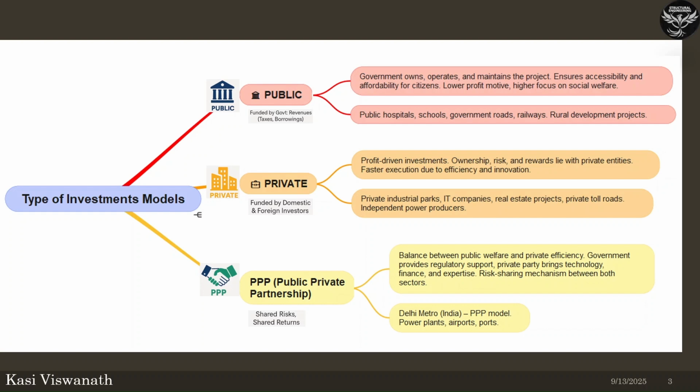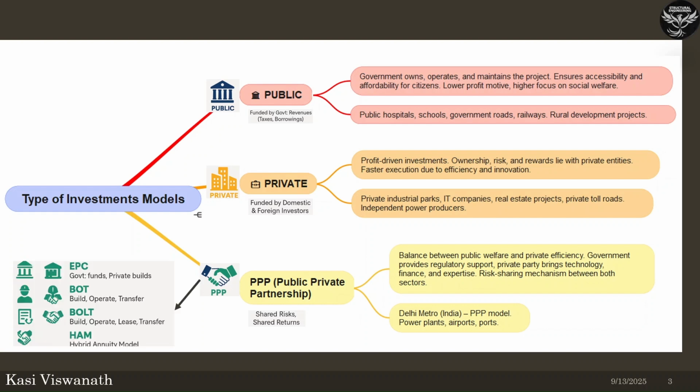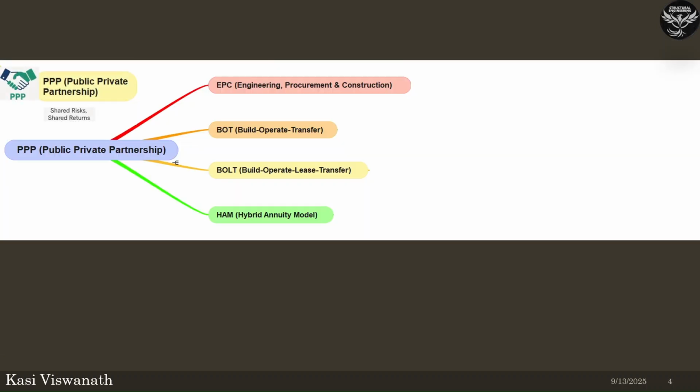Within PPPs, there are several submodels to suit different project types and risk/reward trade-offs. Let's look at four key variants. EPC stands for Engineering, Procurement, and Construction. In an EPC model, the government finances the project while private contractors are hired to execute it. The private contractor typically doesn't take on revenue risk; they're paid for delivery and construction.